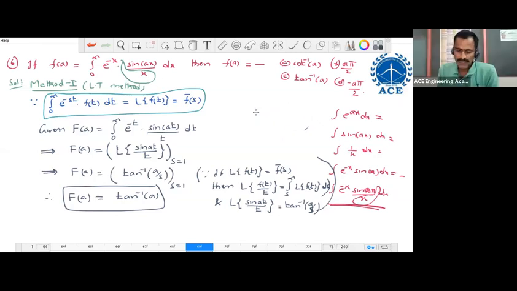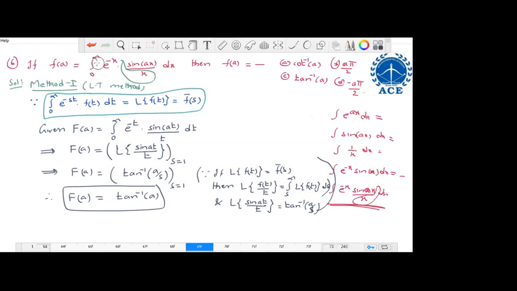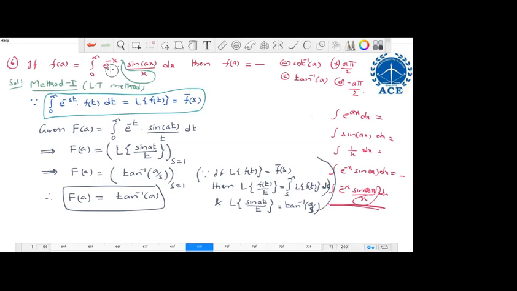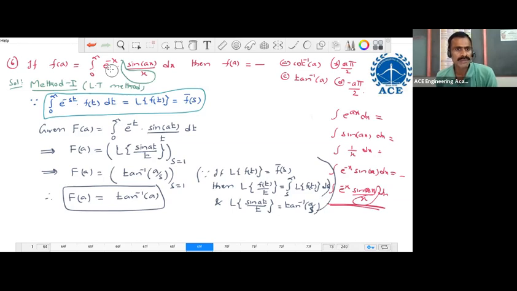Also, in this problem the integral limits are 0 to infinity. Whenever the integral limits are 0 to infinity, it is possible to evaluate by the Laplace transform method, because Laplace transform is the integral from 0 to infinity of e power minus st times f of t.